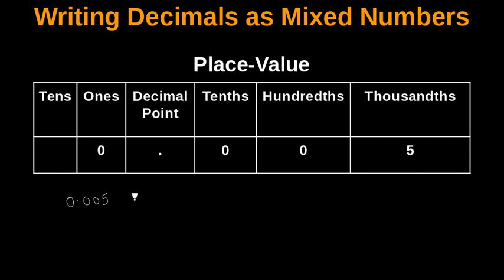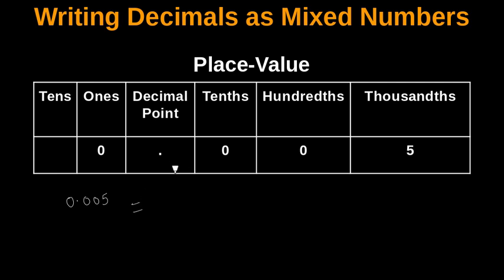Now, will this be a mixed number? I don't think so, because it has 0 before the decimal point. Remember, mixed numbers will have non-zero digits before the decimal point. If it has 0 as its digit before the decimal point, it's just a fraction. So this will be a fraction without a whole number. It's not a mixed number. So what do we do?